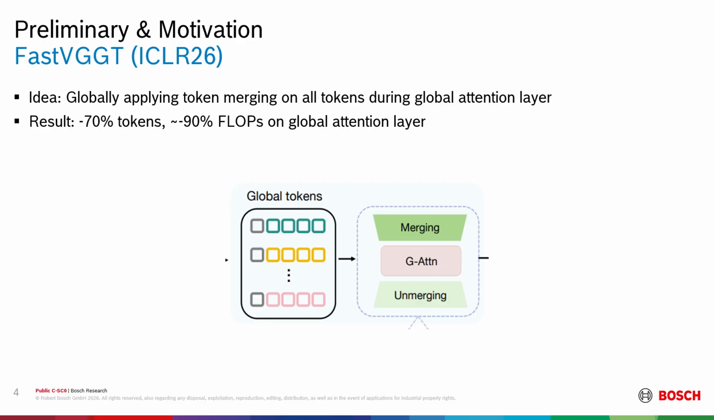Fast VGGT already applies this idea to VGGT. It globally computes token similarity across all tokens in the global attention layer, merges many of them, and obtains large FLOP reductions. However, the matching itself is expensive because it still compares tokens globally. When the sequence has more than 100,000 tokens, computing a global similarity matrix becomes a major overhead.